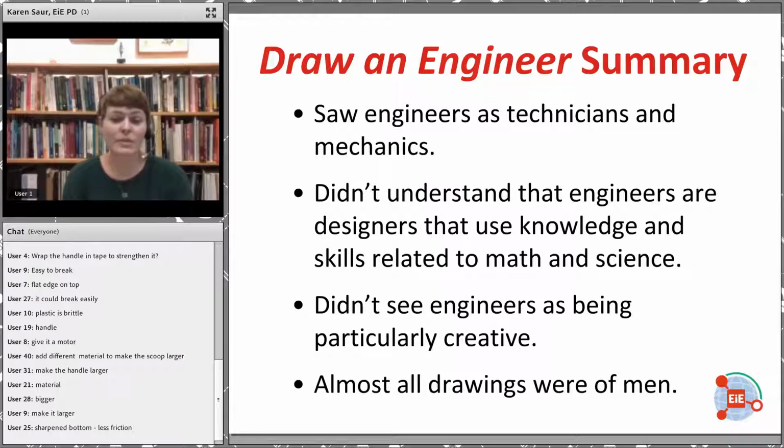And like I said, in most cases, the drawings were of men. The pictures that we did receive from students that were of women, usually it was because that student had an engineer in their life who happened to be a woman. What was very interesting to come out of the pictures was if they were exposed to an engineer, they usually drew a picture of the engineer they were exposed to. If not, they drew more of this engineer as a technician or a mechanic.